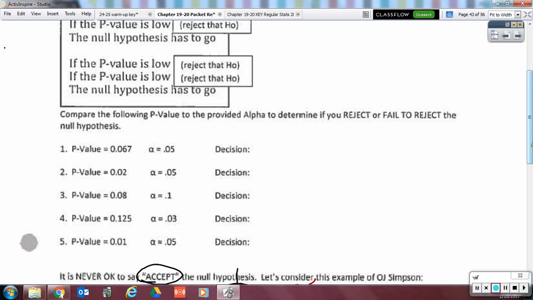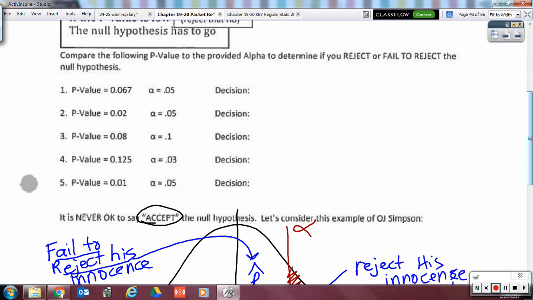All right, so let's go ahead and do the work here. We're going to compare the p-value, and we're going to make a decision. So number one, you have to know your decimals with this and be able to order your decimals. So here we go. P-value 0.067. Compare that to an alpha of 0.05. So you're going to put a greater than symbol right here. And what will our decision be? You're going to write fail to reject H-O.